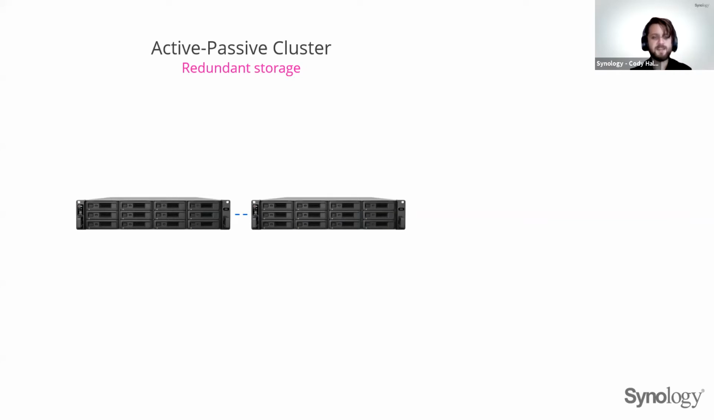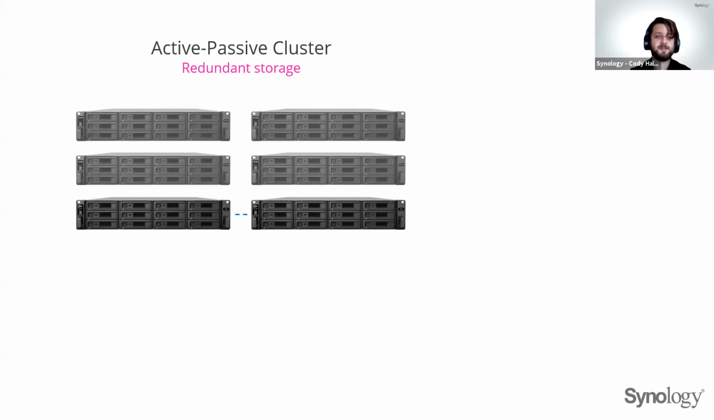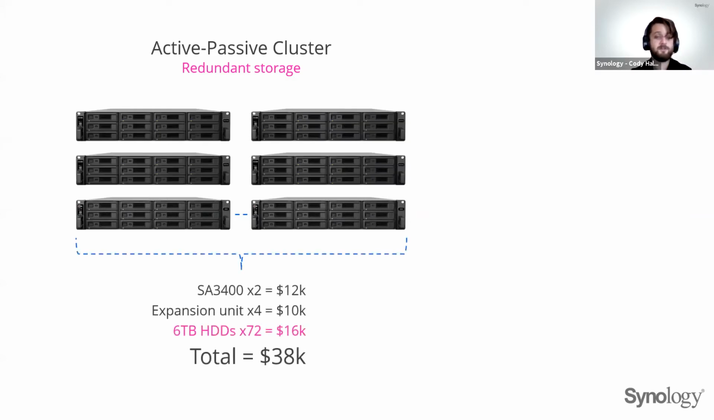With that said, if you wanted to make a customized Synology High Availability solution, you could definitely do so and choose something like an SA3400 or even a FlashStation that you could put into an active-passive cluster. But keep in mind, since you're getting redundancy at the storage media level, your hard drive line item is definitely going to be the most expensive portion. In fact, it's going to be the most expensive line item on pretty much any deployment.